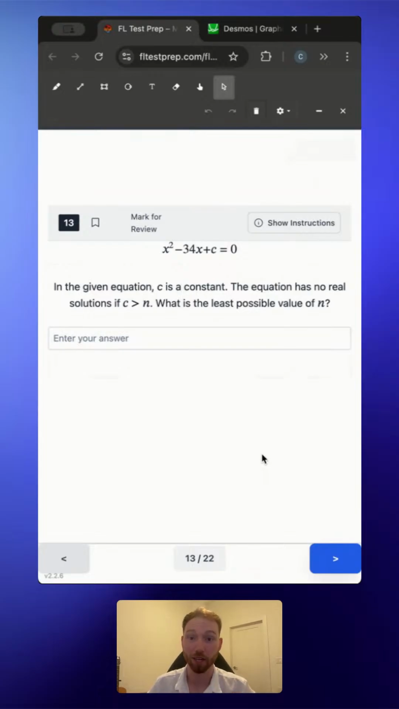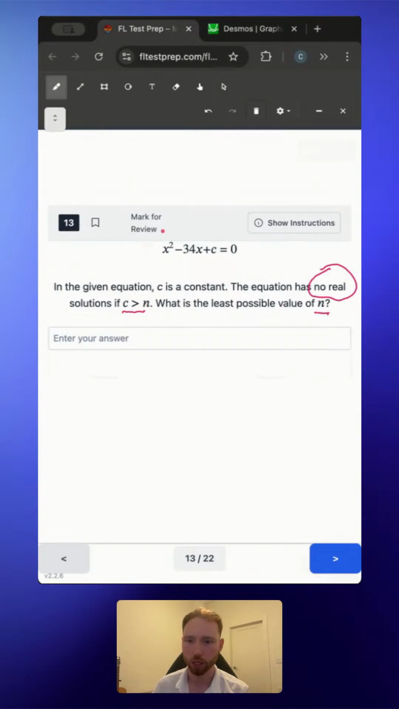Can you guys solve this tough Desmos question? Give it a shot. All right, so what you want to do here is whenever you see a question asking for solutions, so this one has no real solutions, it's just Desmos, Desmos, Desmos. No real solutions, just always a Desmos question. So it's saying C is a constant and the equation has no solutions if C is greater than N. What is the least possible value of N?